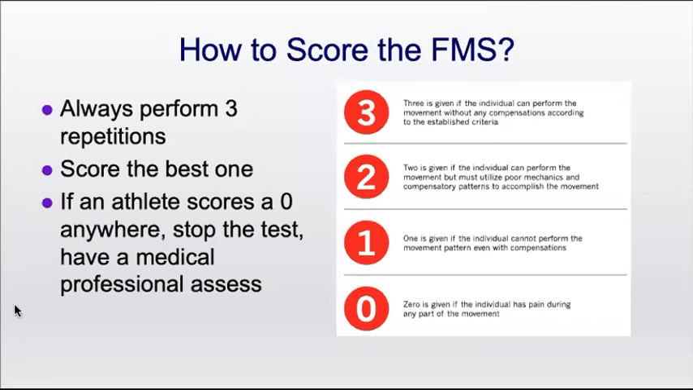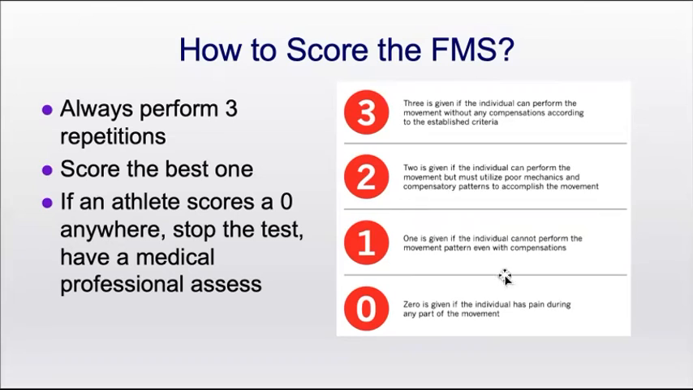So how do we score the FMS? So the FMS is scored on a scale from 0 to 3, okay? And it's an ascending scale from least functional to most functional. A 3, this is given when the individual can perform the movement without any compensation patterns, okay? Now there's established criteria that you're looking for, and if they can perform that movement within that established criteria, they're scored a 3. If they can perform the movement, but there's some sort of poor biomechanical or compensatory pattern that's happening, they're scored a 2.